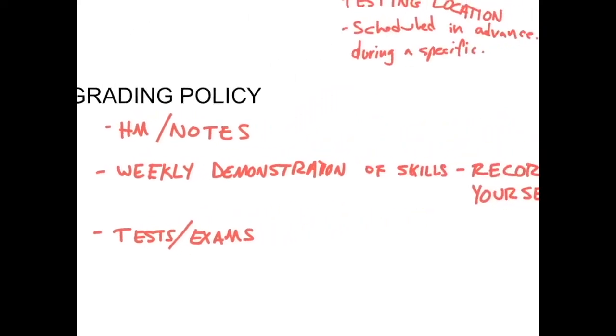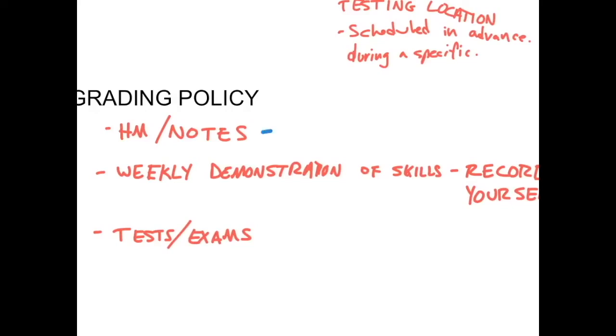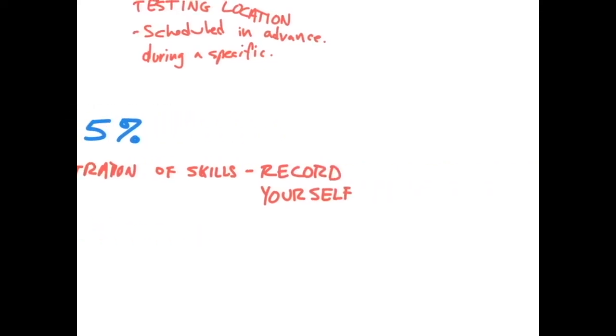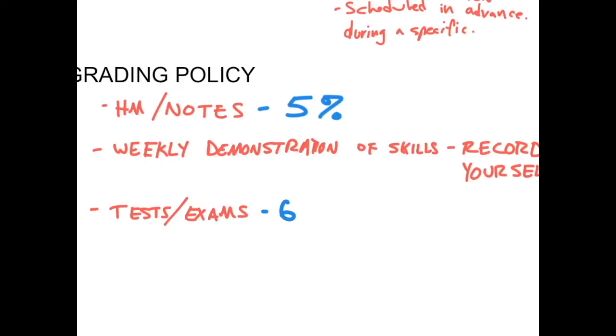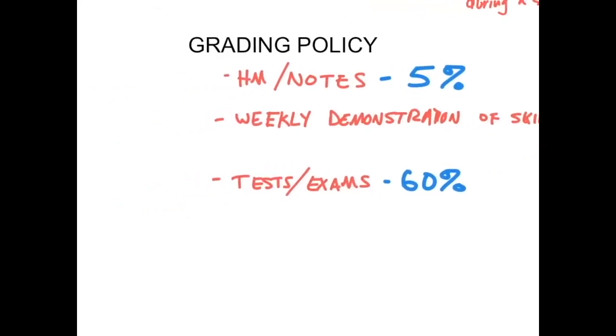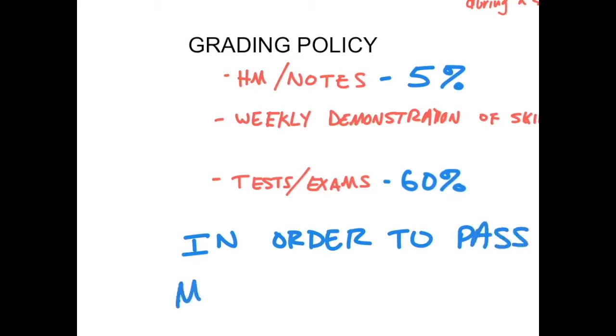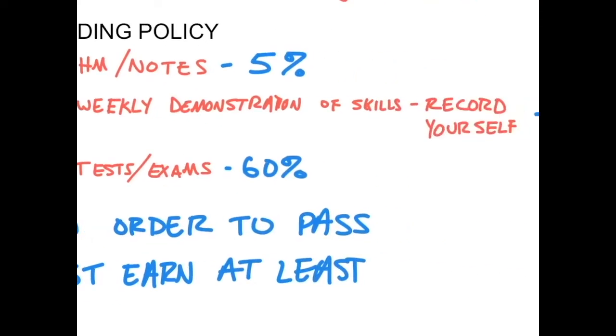Within each of these, your homework and your notes account for 5% of your grade. This is weighted. The weekly demonstration of skills, when you record yourself, is a whopping 35%. Tests and exams are going to be 60%. Now, here's what you need. In order to pass, this is very, very important. In order to pass the class, you must earn at least 75%.